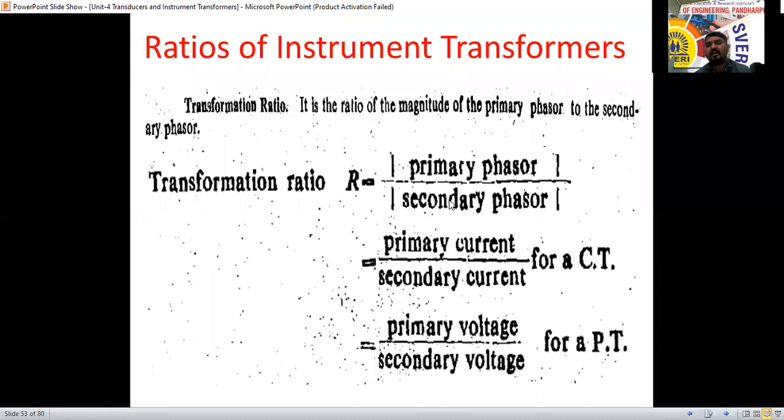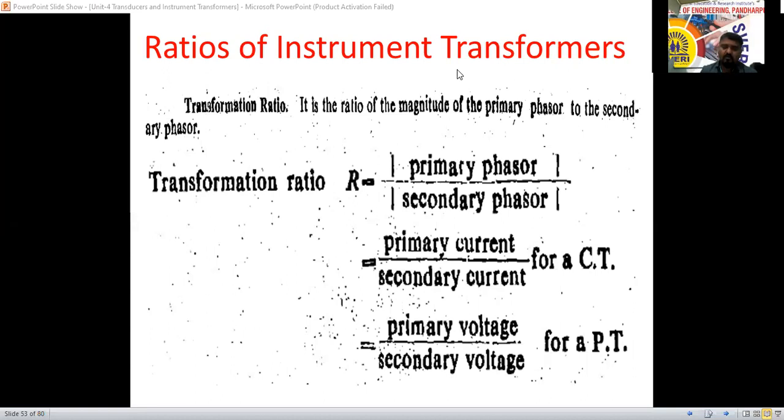The first one is the transformer ratio. All of you know it. In a single phase transformer, you have studied in the first year that N2 by N1 equals E2 by E1, V2 by V1 equals I1 by I2. Like that you have studied. Based on that, here we are going to consider the transformation ratio. The transformation ratio is the magnitude of the primary phasor to the secondary phasor.